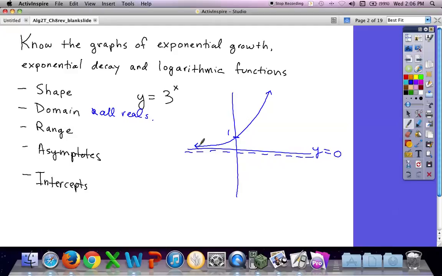So when I talk about the range, I can't say it's y greater than or equal to 0. It's greater than 0. y greater than 0. And remember, range is y values. Don't say x. It betrays a little bit of misunderstanding of the whole thing. So that's what we would put in for an exponential growth.